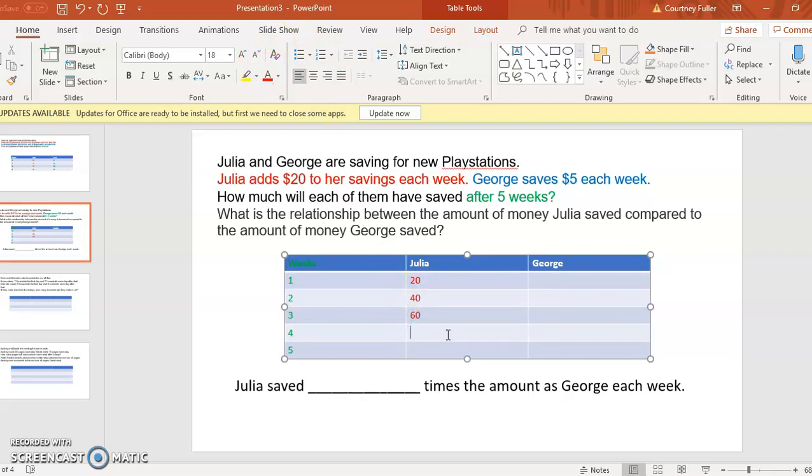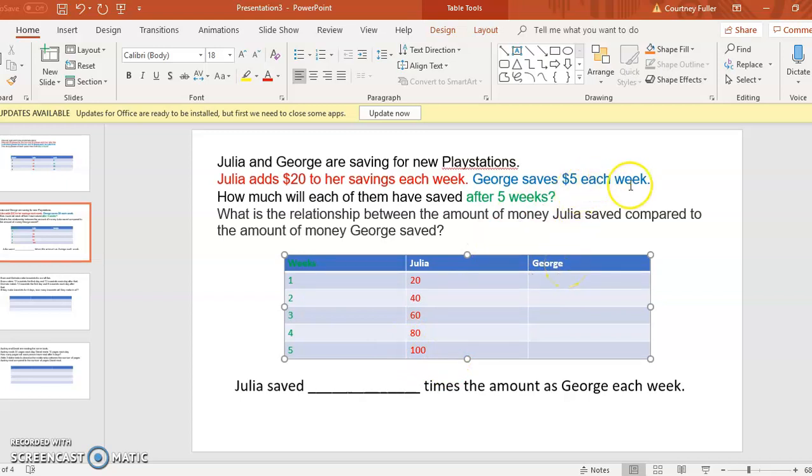Now week 4, she had that $60 and she saved another $20. So 60 plus 20 is 80. You got it. And last but not least, that week 5, we are almost done with Julia's pattern. And we had $80 in week 4. She saved another $20 in week 5. So 80 plus 20 is $100. So by week 5, Julia had saved $100.